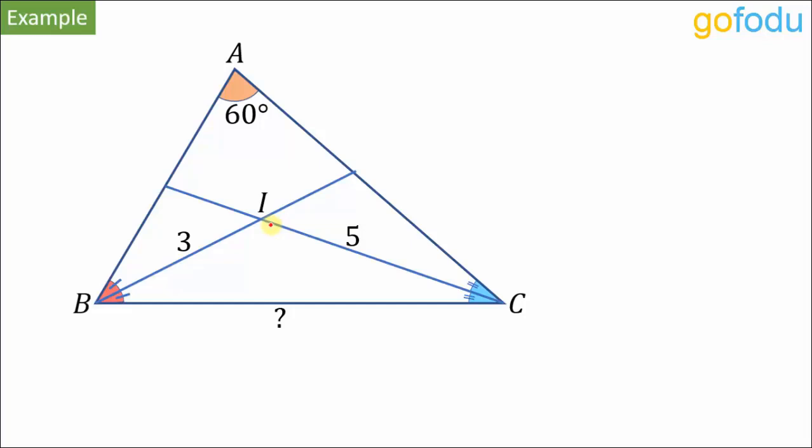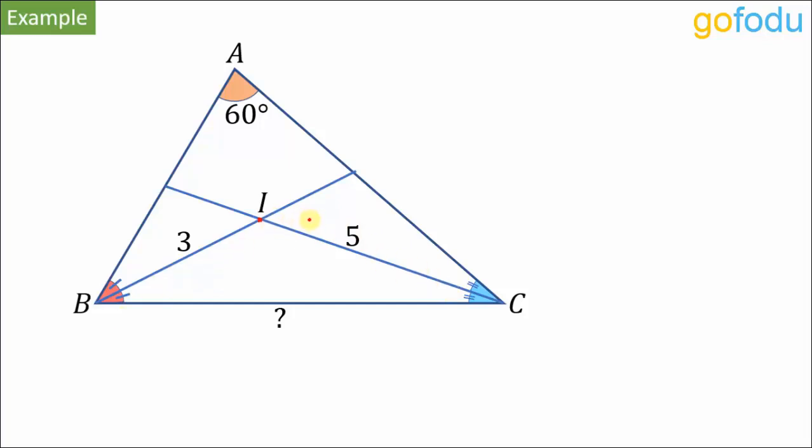Hello. In this video, we'll solve a few examples based on different centers. To begin with, we have a triangle ABC in which angle A is 60 degrees. BI, the angle bisector of angle B, is of 3 units, and CI, the angle bisector of angle C, is of 5 units. So this I is obviously the incenter, as these are angle bisectors.